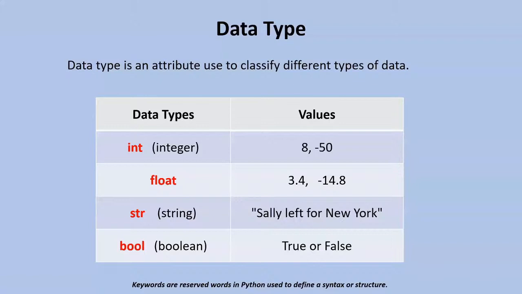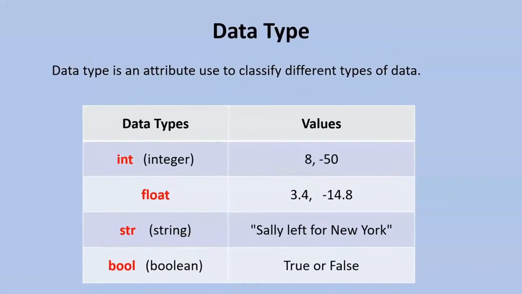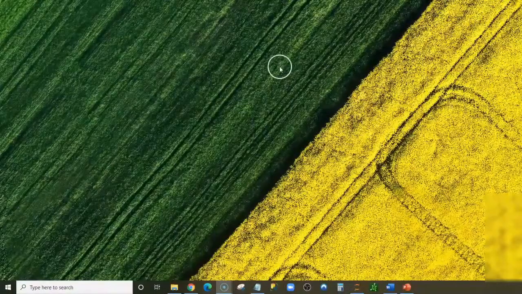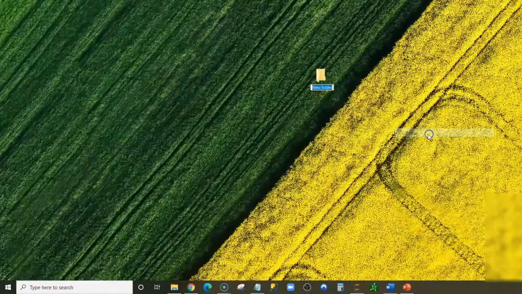Before we switch over to Jupyter Notebook and work with these data types, I'd like us to create a folder on our desktop where we can store our Python codes. Alright, so on my desktop, I'm going to create a new folder by right-clicking. I click on New and click on Folder, and let's call this Python. And this is where we will store our Python codes as files.